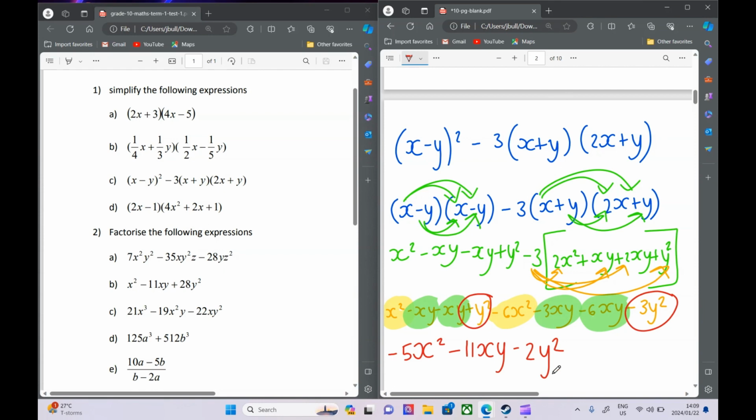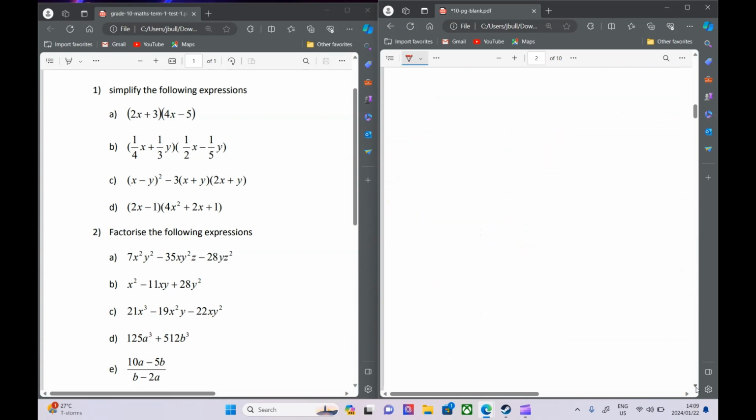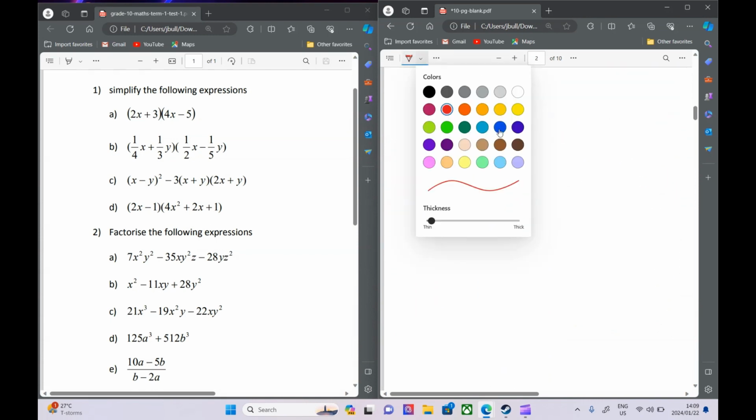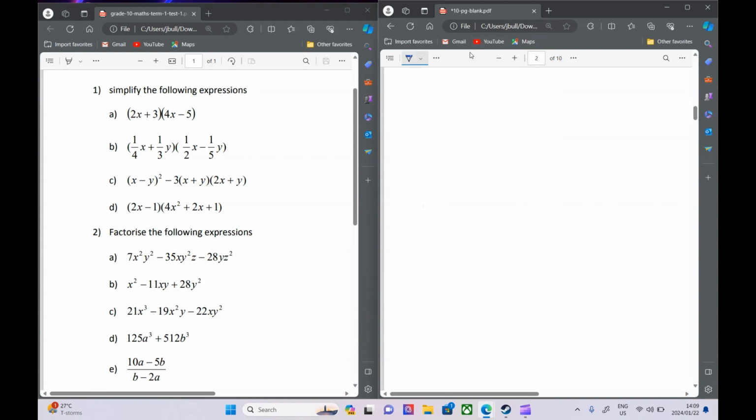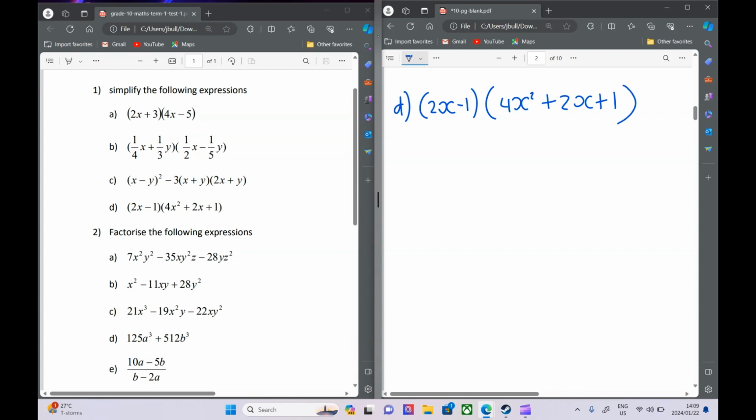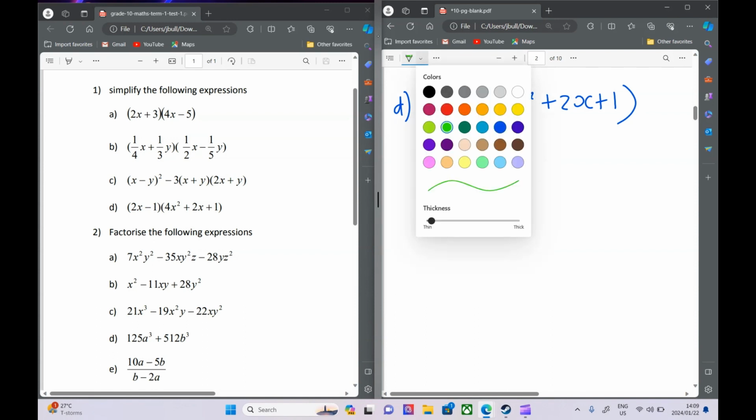Okay, and then let's look at question D. So these ones, they're not too difficult. They're just a little bit tedious because it's lots of multiplying out. So you just got to keep your head on, make sure you get all these signs right. Okay, so question D. We have got (2x minus 1)(4x squared plus 2x plus 1). So here we've got a binomial, so that means 2 terms in a bracket, and a trinomial. Doesn't matter, we're going to multiply out. I'm going to show you how we do that.